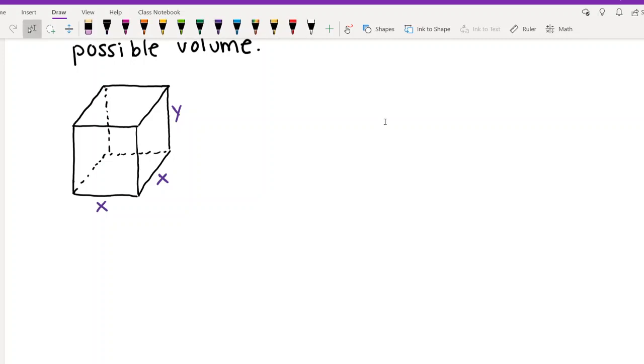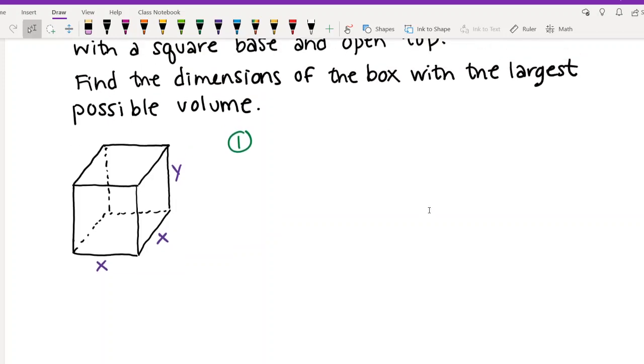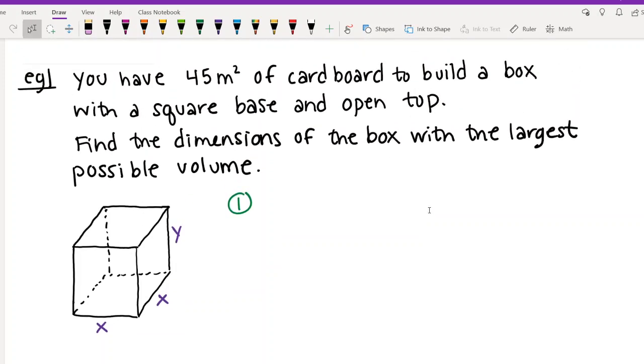Anyway, let's go through the steps that we outlined in that previous question. The first step is to express in words what we're trying to maximize or minimize. So here we're trying to maximize the volume of the box.